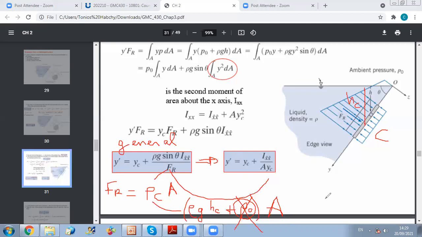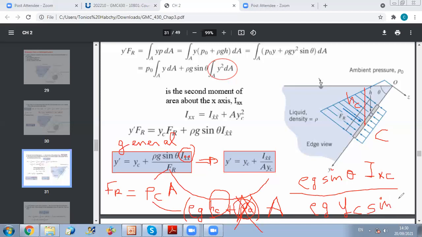Why? Because look what will happen. You will have here rho g sine theta times Ix passing by the centroid. This notation in some books you will see as Ixx with a bar; this symbol means passing by the centroid, or you can see it like this, Ixc. So it is the x-axis passing by the centroid. So what is FR for the particular case where you can neglect P0? It's rho g hC times A. Now I will replace hC by yC sine theta.